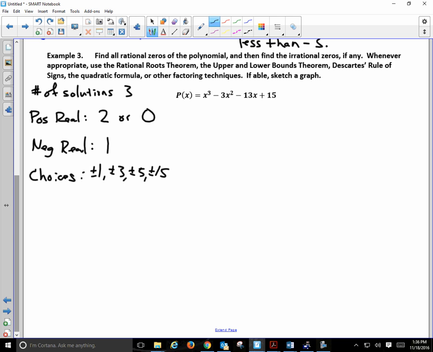So are we using the upper and lower bound theorem? Yeah, we are. We're kind of saying, well, because I don't see all positives, I can plug in a positive number. So that's why I say that sometimes we use the upper and lower bound theorem without even really knowing it, okay? So, all right, we try 1. 1 minus 3 is negative 2, minus 13 is negative 15, plus 15 is 0. So if 1 works, what's the factor? Awesome.